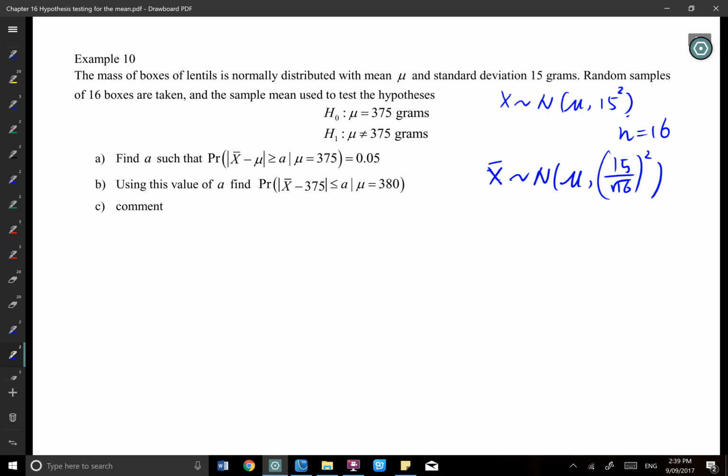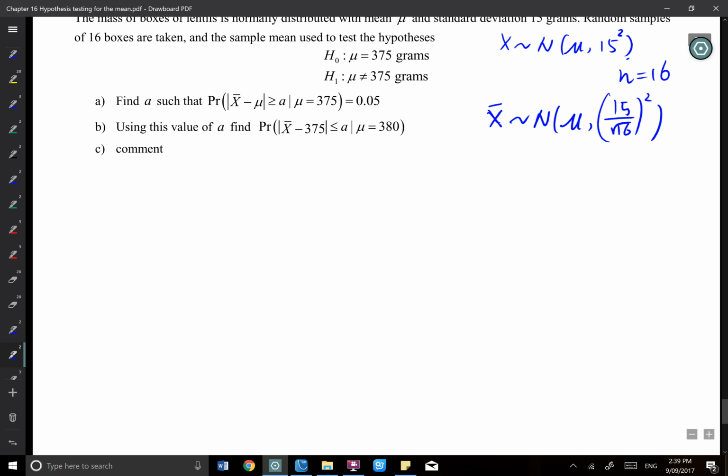Find a such that the probability of the absolute value of x minus mu being greater than a is 0.05. So what I'm looking for is, well, you know your mu is actually that. So in part A, your x bar true distribution is that. Okay, this is the true distribution. That's correct. Doesn't matter what your assumption is, that's correct.